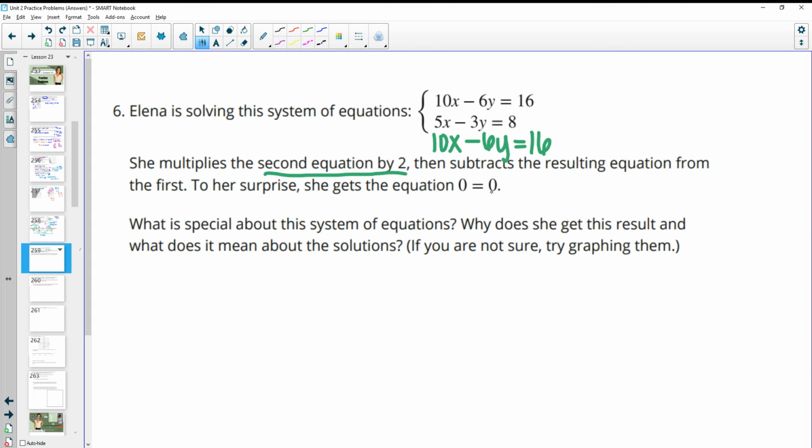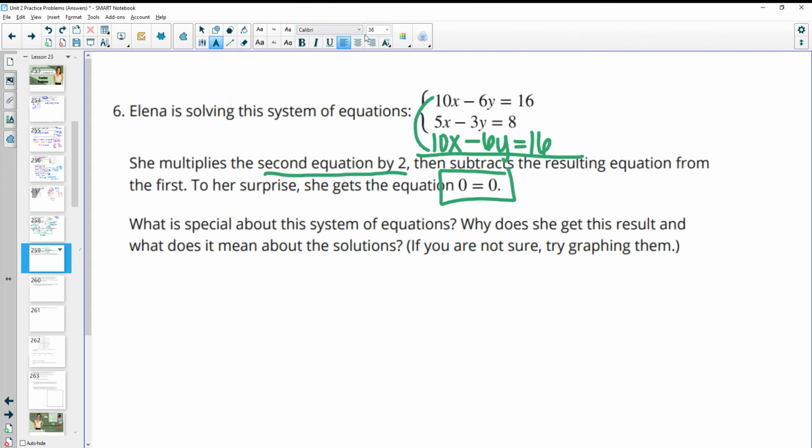And then it says, to her surprise, she gets an equation of 0 equals 0, right? So she does 10 minus 10 is 0. Negative 6 minus negative 6 is 0. 16 minus 16 is 0. So what is special about this system of equations that did that? And so why did she get that result?